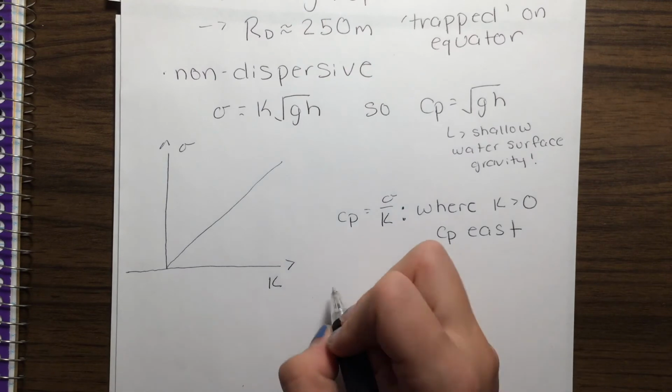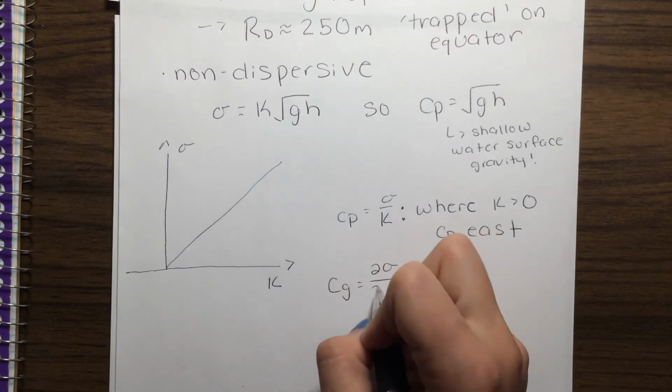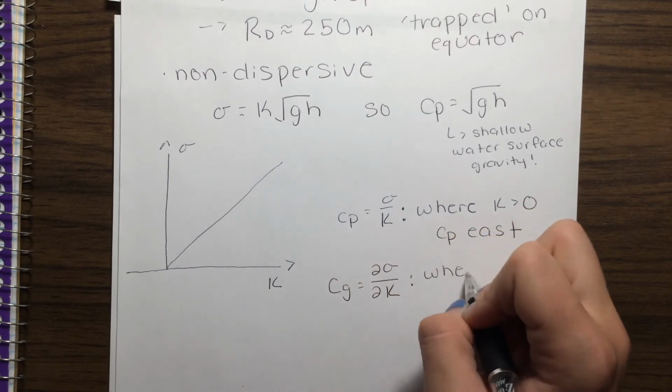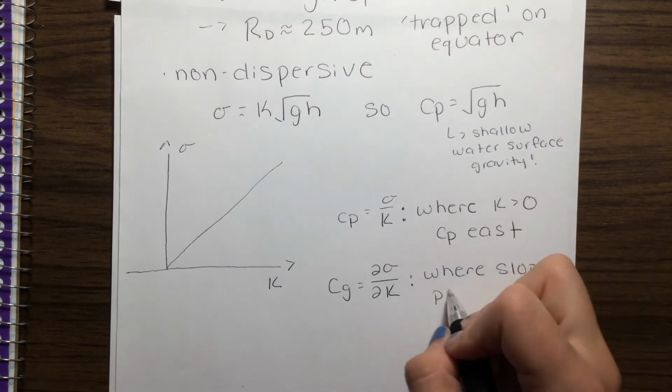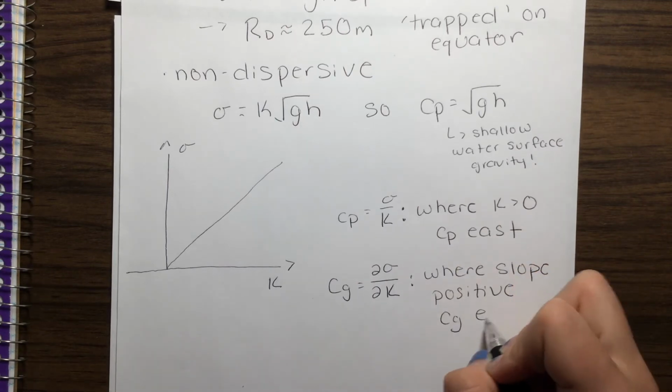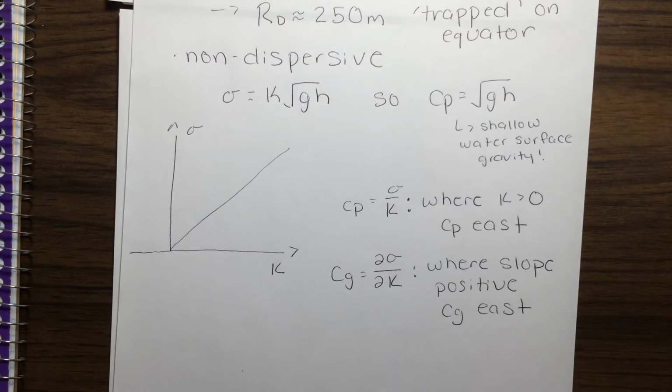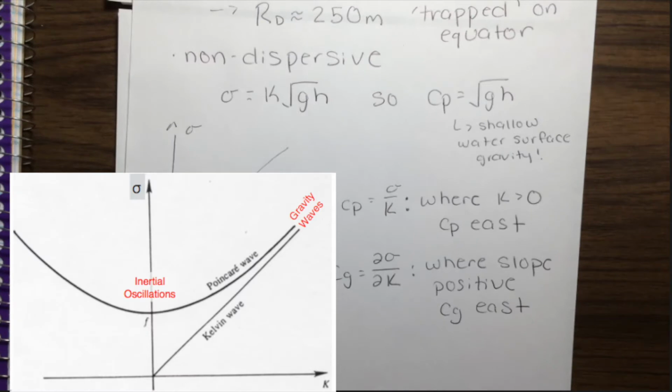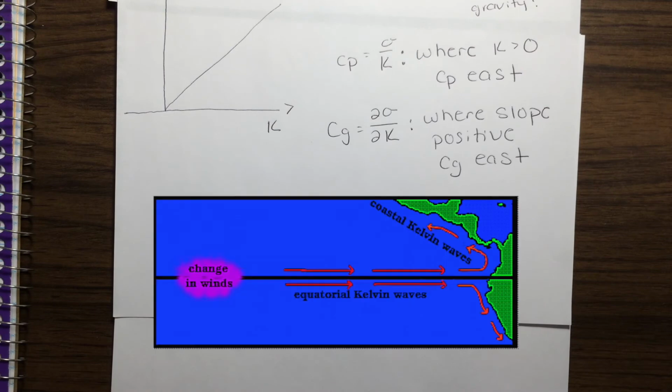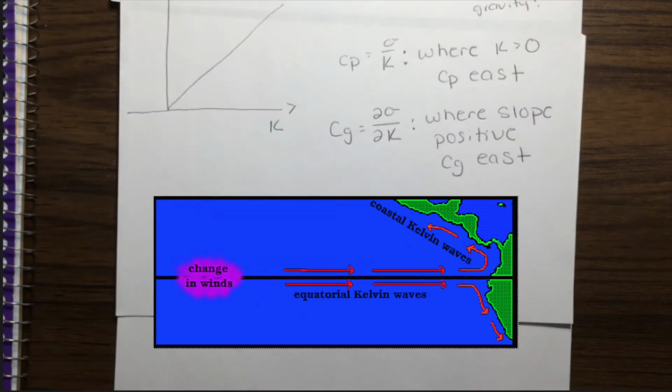Note that we only include positive wave number for Kelvin waves, because where k is positive, the phase speed is east. And where the slope or the group speed is positive, CG is also east. We notice that both phase speed and group speed are east for Kelvin waves. Here's sort of our classic schematic of how Kelvin waves propagate, and then interact with the coastline, with waves propagating north in the northern hemisphere and south in the southern hemisphere.